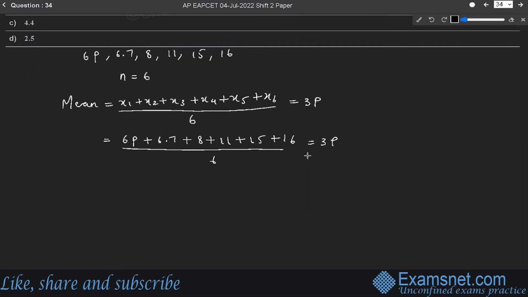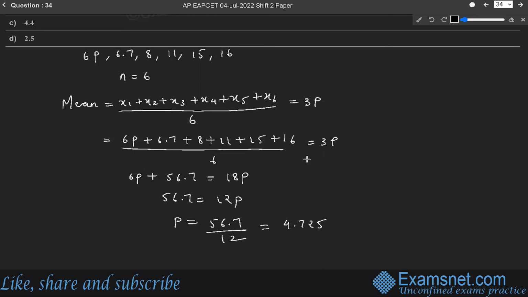So, on adding all these values, it will be 6p + 56.7 = 6 into 3p, which is 18p. Now, 56.7 will be equal to 12p, since 18 minus 6 is 12. So, p will be equal to 56.7 upon 12. On further dividing, p will be equal to 4.725. This is the value for p.